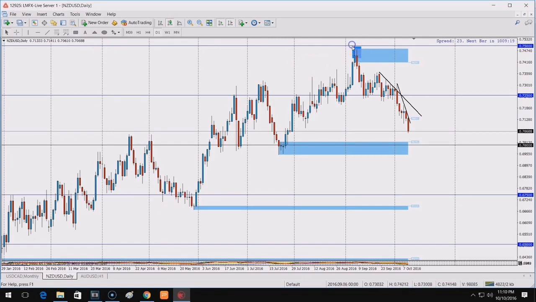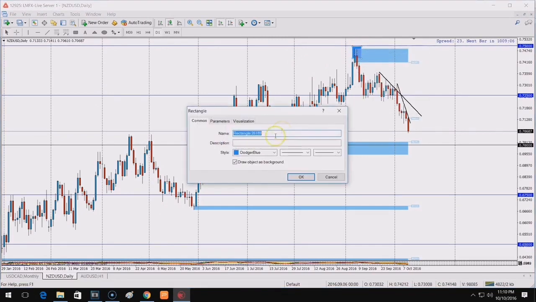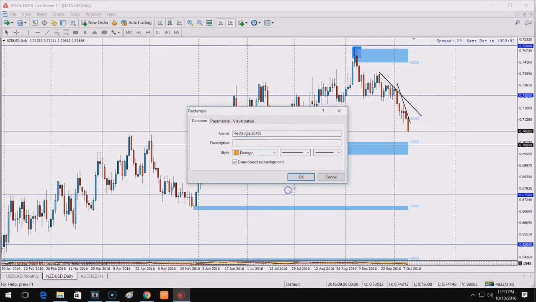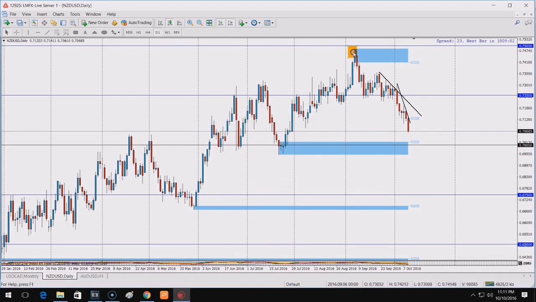So let me change this color on this box and see it better. Maybe in orange right here, so you can just see what I'm talking about. You see these near misses?